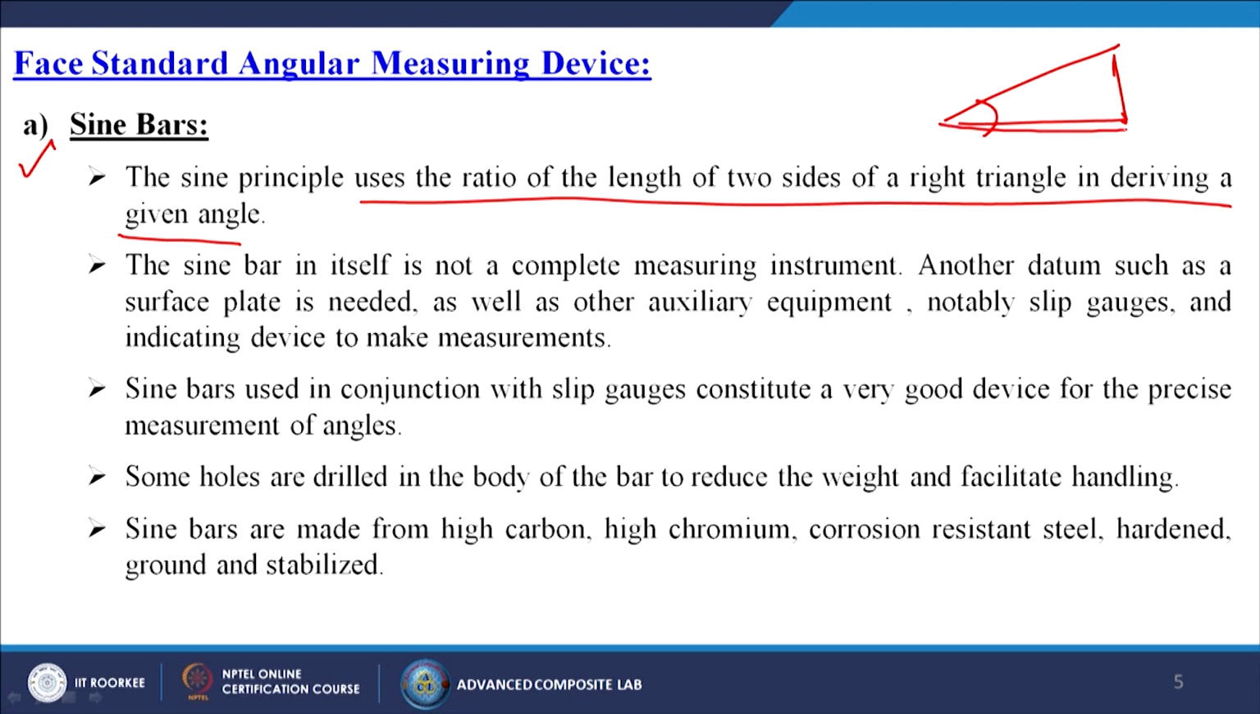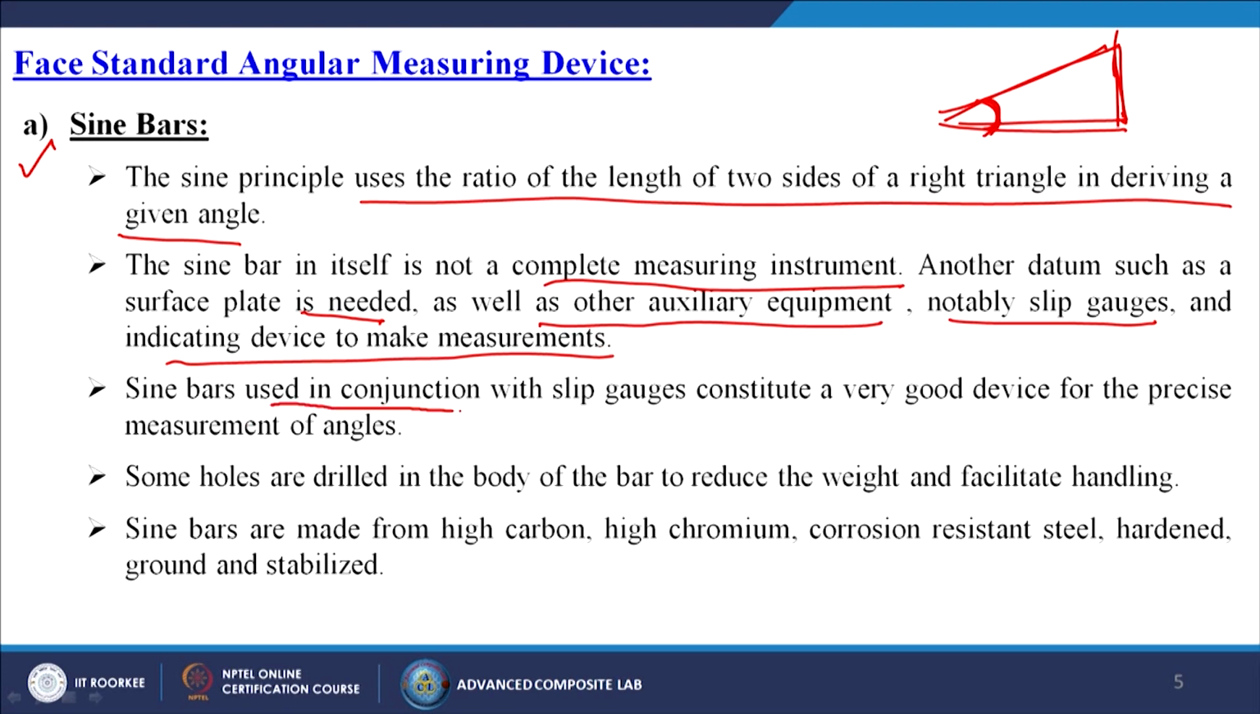So, I need this value, or maybe I am getting this value, and simply I am getting this angle. So, the sine bar in itself is not a complete measuring instrument. Another datum such as a surface plate is needed, as well as other auxiliary equipment, notably slip gauges and an indicating device to make the measurements. So, here we need some kind of supplementary instruments also.